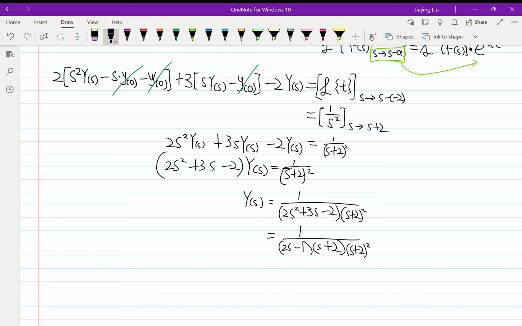Okay, so this is good because we could actually combine the s plus 2 into one factor. It's s plus 2 times (s plus 2) squared, so that's (s plus 2) cubed. So this gives us 1 over, I'm going to put it on the side here, (2s minus 1)(s plus 2) cubed.